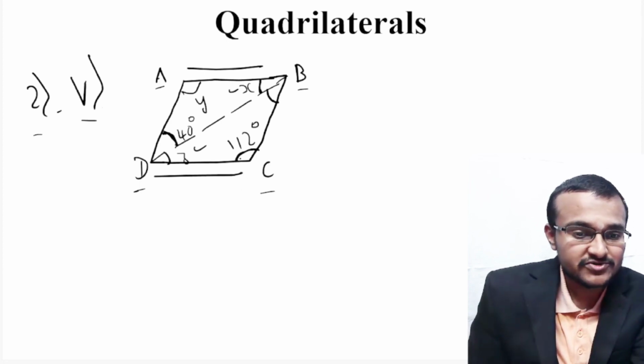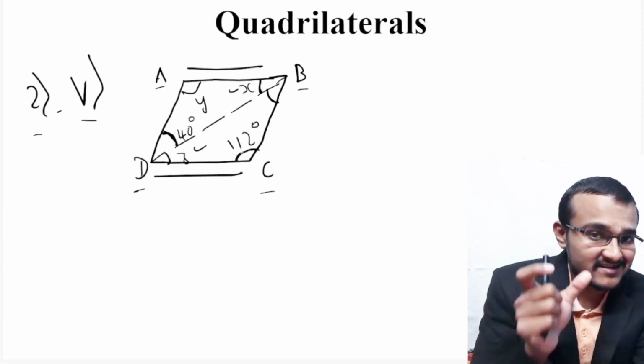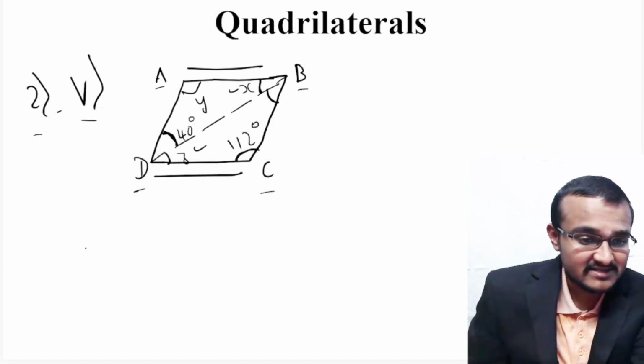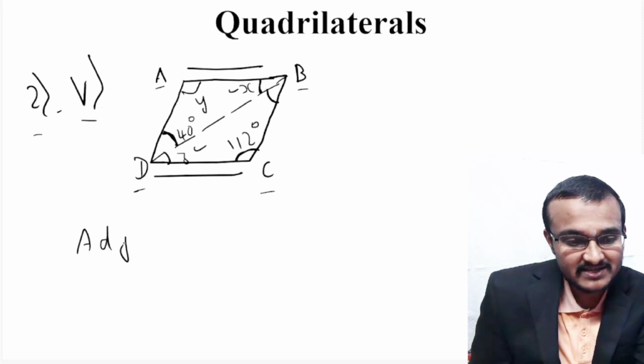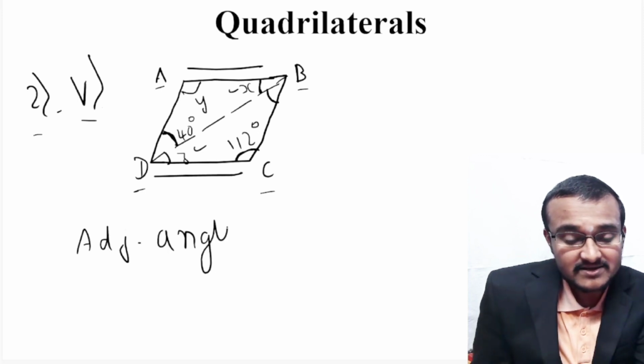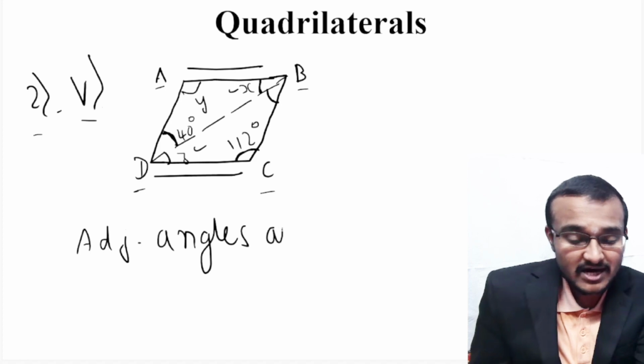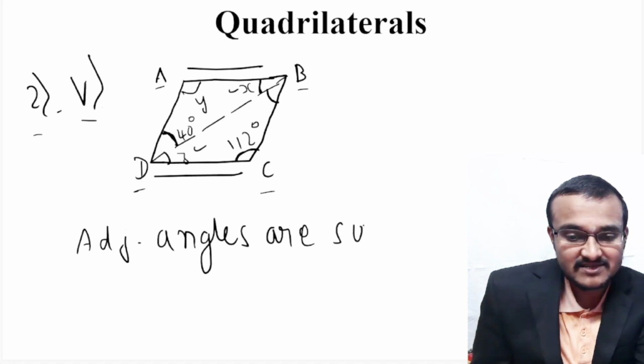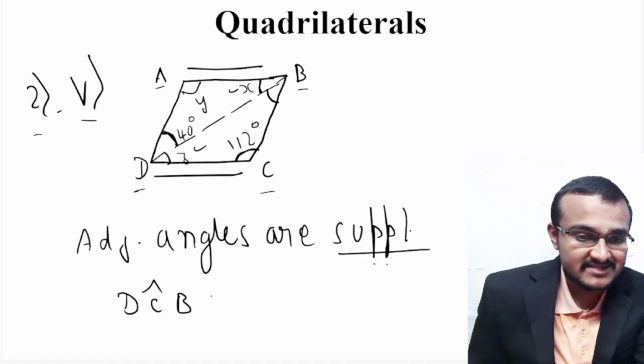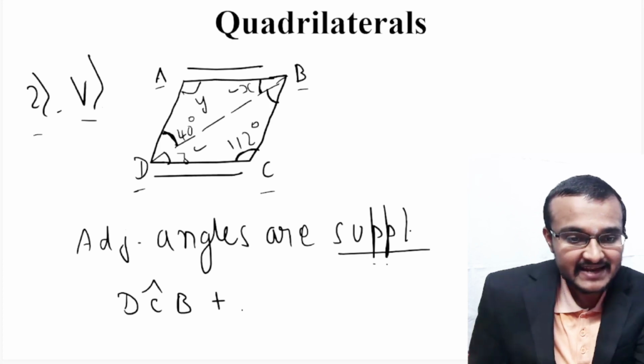Now we know that adjacent angles in a parallelogram are supplementary. I'll just write that: since adjacent angles are supplementary, that means DCB plus ADC.